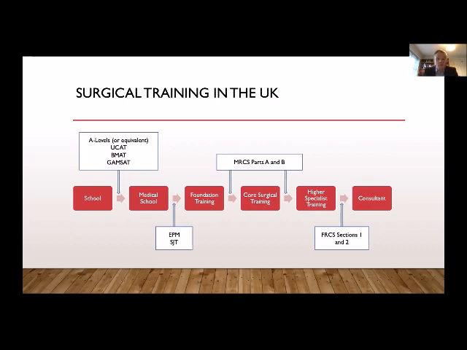Here's a brief overview of surgical training in the United Kingdom. Students, when they finish high school, will take exit exams called A-levels or an equivalent exam. They will also sit a medical school admissions test, such as the UCAT, BMAT or GAMSAT examinations. And these scores are combined with an interview score when being selected for medical school.